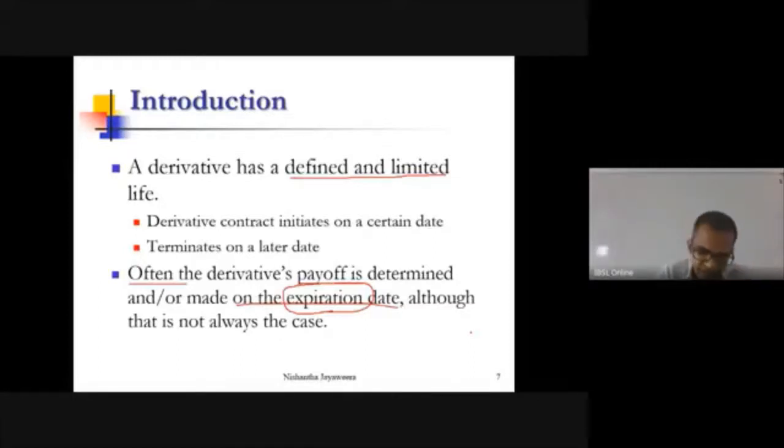There are some products where there may be interim cash flows. There are some products where the cash flows would occur only on the expiry date. And there are some other products, though there's an expiry date, the transaction ceases to exist before the expiry date. It's not a cancellation, but ceases to exist before the expiry date. So all these possibilities are there. However, most of the time, payoff is determined on the expiry date.